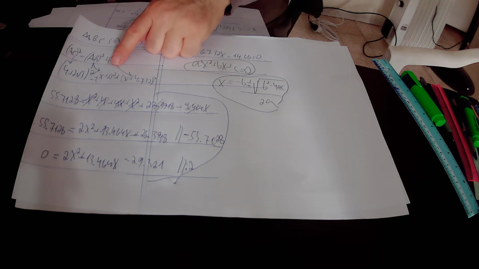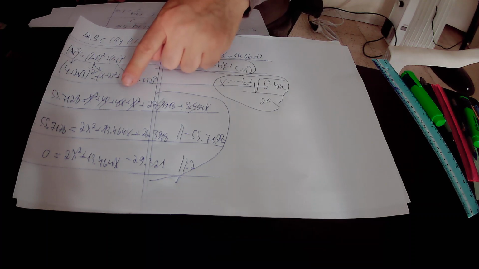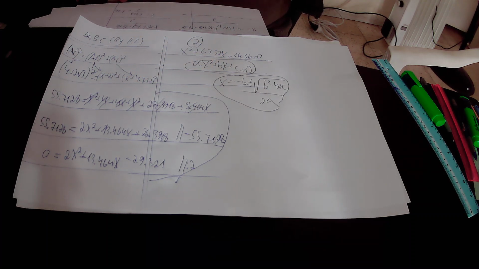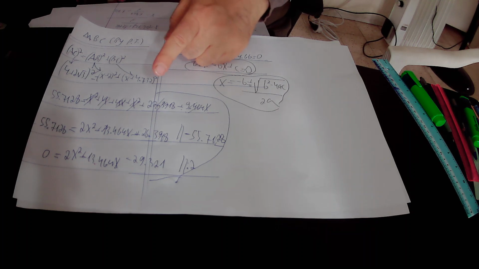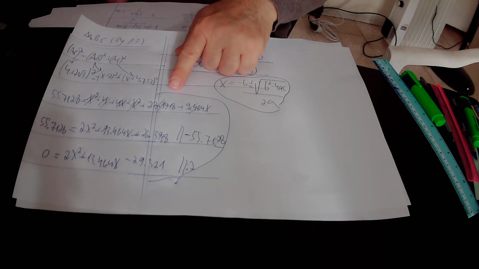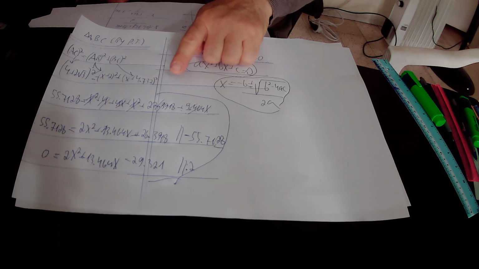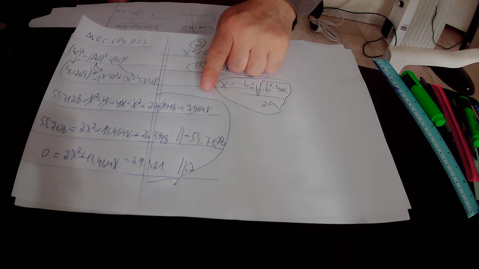(x plus 2) square equals x square plus 2 square, that is 4, plus 2 times x times 2, that is 4x. We have here plus (x plus 4.732) square. (x plus 4.732) square equals x square plus 4.732 square, that is 22.3918, plus 2 times x times 4.732, that is 9.464x.